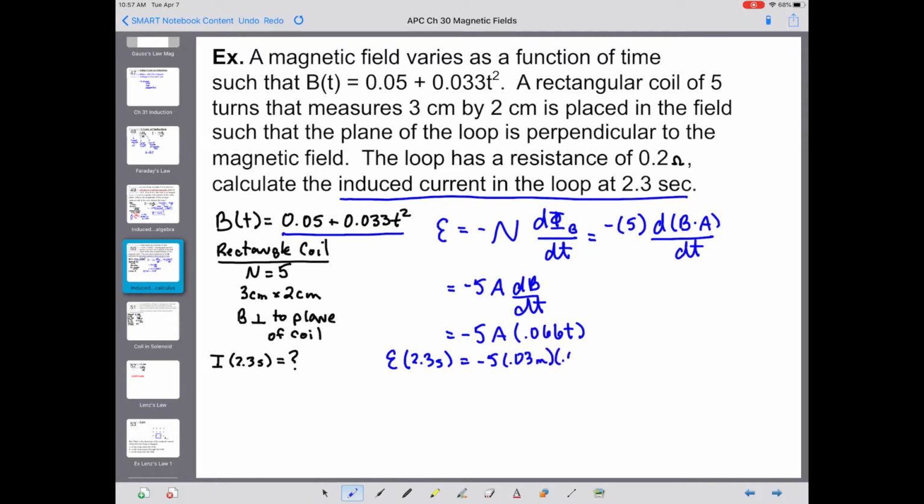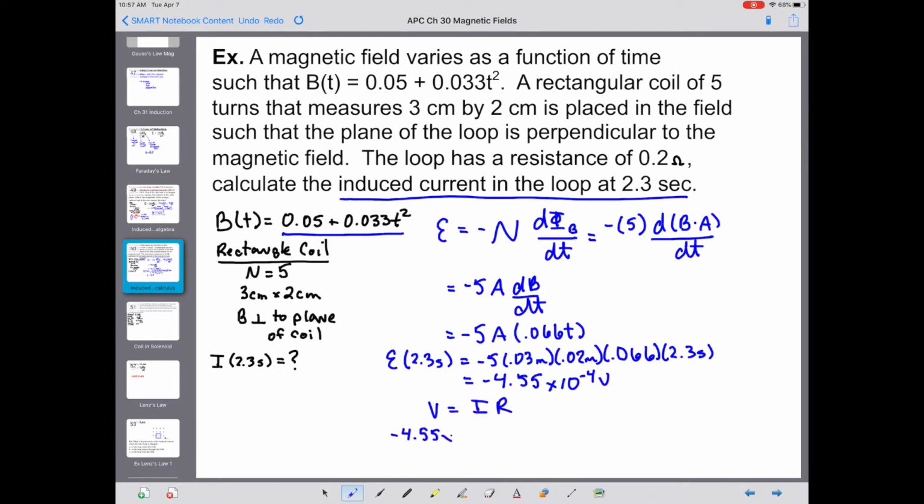So that's going to be negative 5 times the area, convert to meters, 0.03 meters times 0.02 meters, times 0.066, and our time of 2.3 seconds. That will give us an induced EMF of negative 4.55 times 10 to the negative 4th volts.